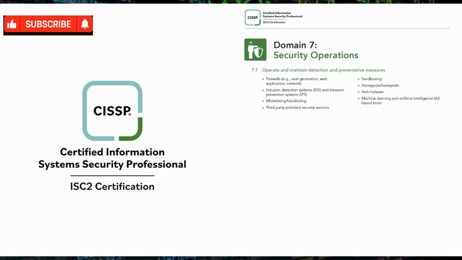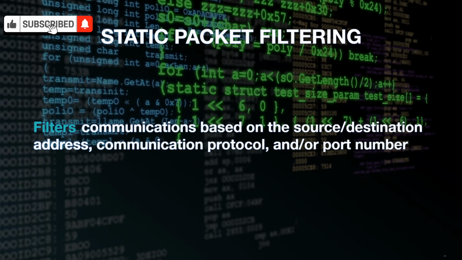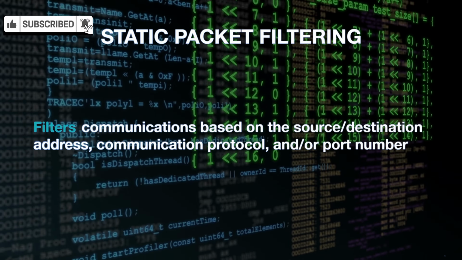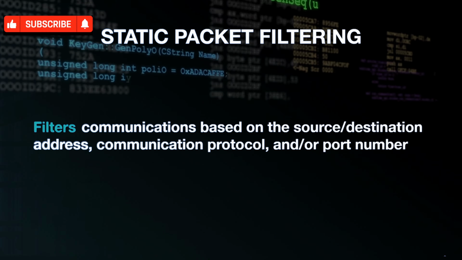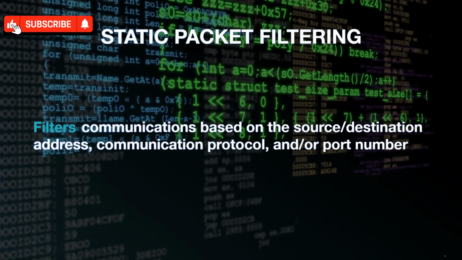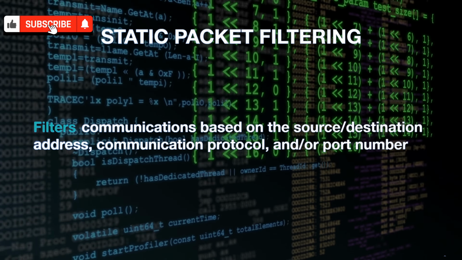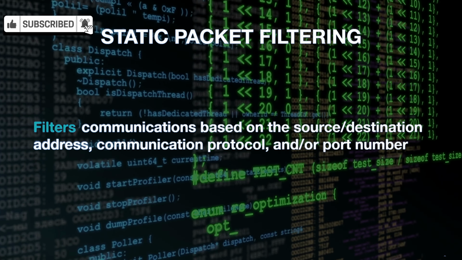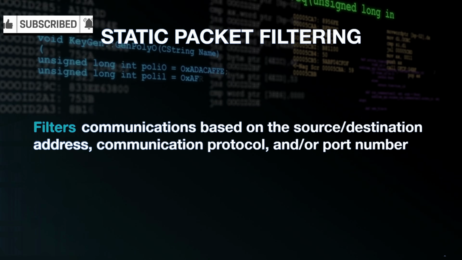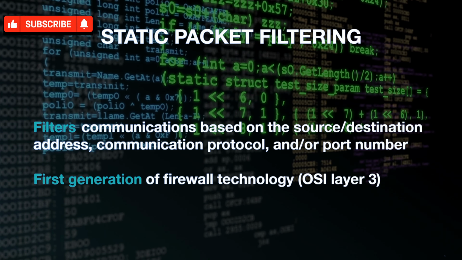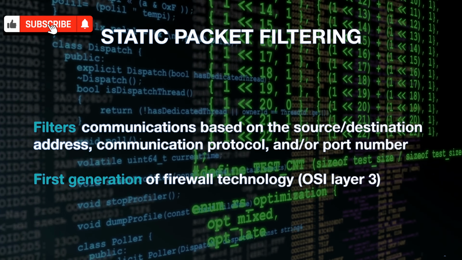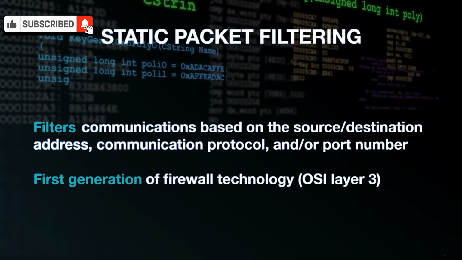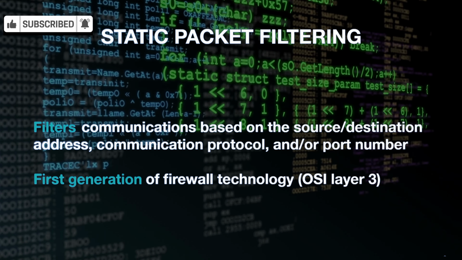Now, the first type of firewall you need to be familiar with is the static packet filtering firewall. This will filter communication based on the source address, destination address, the communication protocol, and the port number. And that's it. This is a first generation firewall that only operates at layer 3. So that software is looking at the source and the destination, the protocol and the port number in the IP header of the IP packet, and that's all going to be done at layer 3.